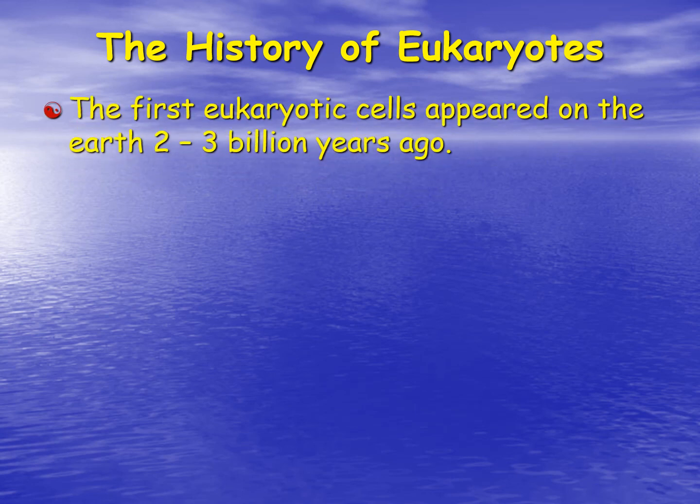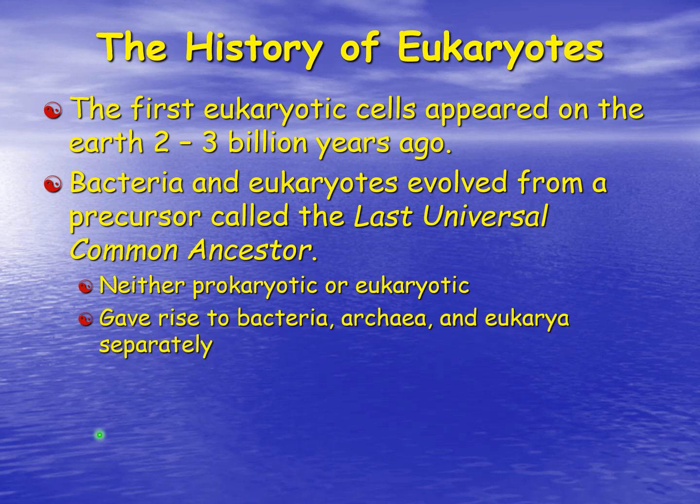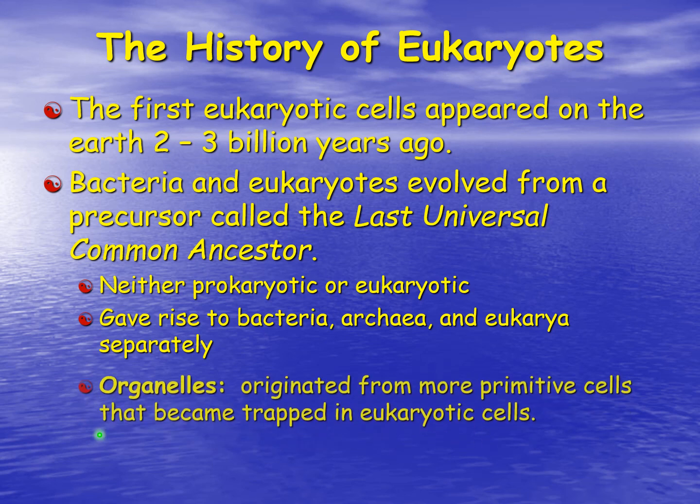Eukaryotic cells first came on the scene some 2 to 3 billion years ago. And they all actually came from the last universal common ancestor. The LUCA was neither a prokaryote nor eukaryote, but simply the ancestor of all cells. This gave rise to the bacteria, the archaea, and the eukarya all separately. So they didn't actually develop together, but they developed separately from each other.